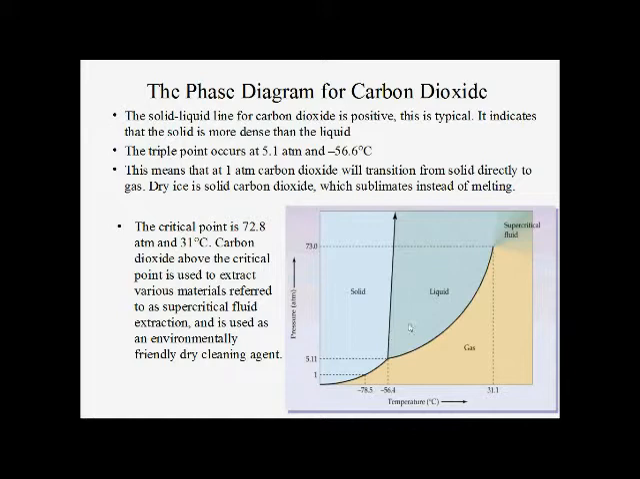If we look at the line between solid and liquid, it has a positive slope. That means that if we're near that line on the liquid side and we increase pressure, we're going to go from liquid to solid. That means that the solid is more dense than the liquid. So when we have a mixture of solid and liquid carbon dioxide, the liquid will be on top and the solid will be on bottom.